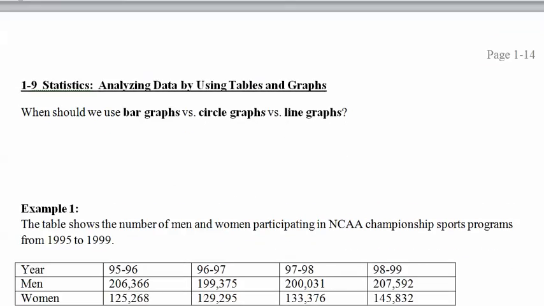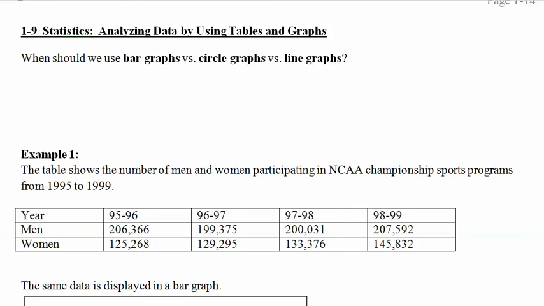Last one, analyzing data by using tables and graphs. When should we use bar graphs versus circle graphs versus line graphs? It all depends. And you'll forgive me when I go non-math teacher. It depends on the data, and it really depends on your boss. I use the word boss a lot. People are like, who are you talking about?